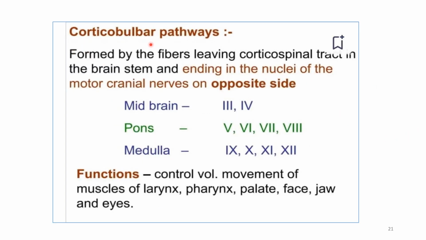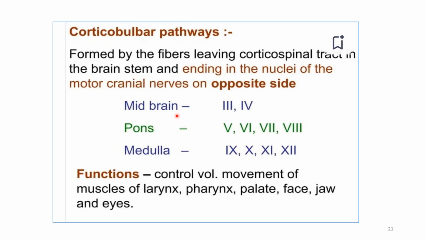Then comes the corticobulbar pathways. These are formed by the fibers which leave the corticospinal tract in the brain stem and end in the nuclei of the motor cranial nerves on the opposite side. So they are formed in the brain stem from fibers leaving the corticospinal tract, and they end in the motor nuclei of the cranial nerves.